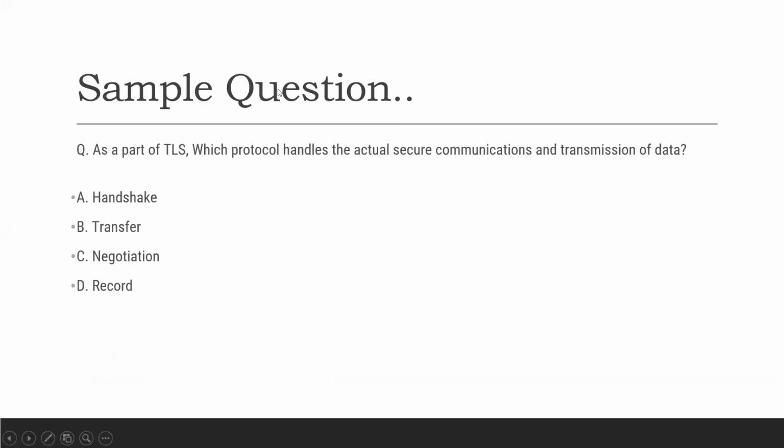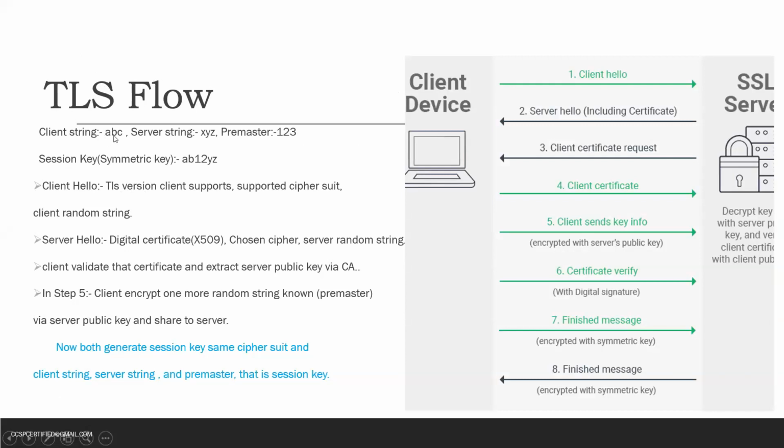So let's say the client has a string ABC, the server has a string XYZ, and there is a pre-master, 1, 2, 3. And let's say the logic of the session key or symmetric key is: take the first 2 characters from the client secret, first 2 characters from the pre-master, and last 2 characters from the server secret. This is also known as server secret or server string, client string, and pre-master. So in the handshake or key setup steps, there are 3 strings involved: one is the client string, one is the server string, and the pre-master.